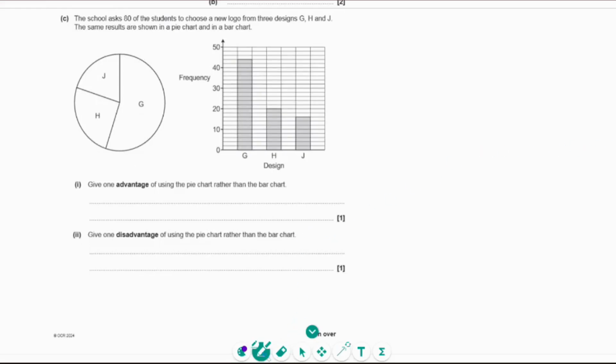The school asks 80 of the students to choose a new logo from 3 designs, G, H and J. The same results are shown in a pie chart and in a bar chart. Give one advantage of using the pie chart rather than the bar chart. You can easily see the proportions from the pie chart. Give one disadvantage of using the pie chart. We can't see the frequencies. Can't see the amount of people for each category.